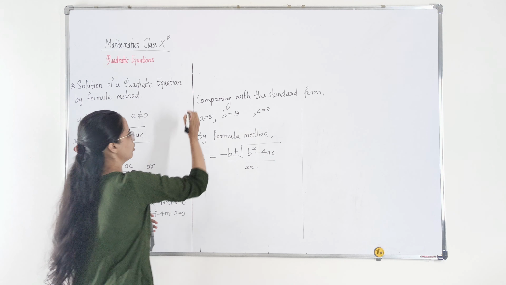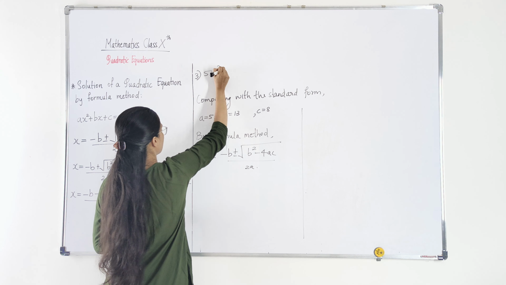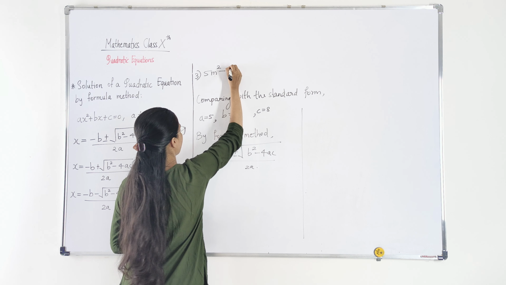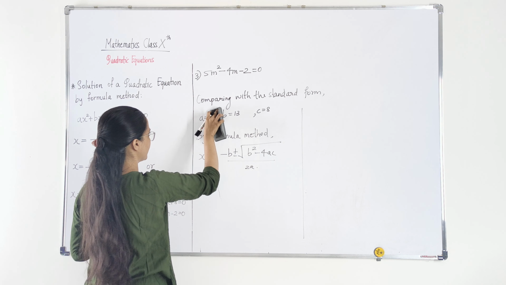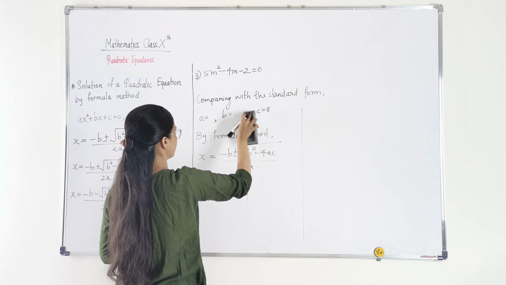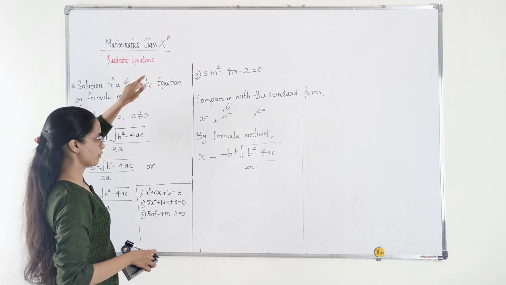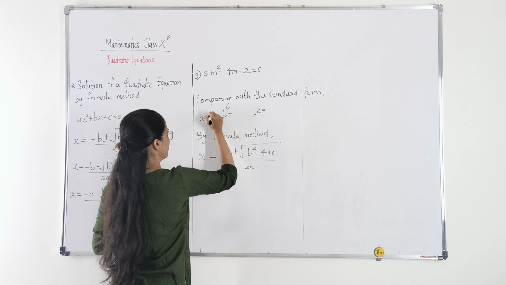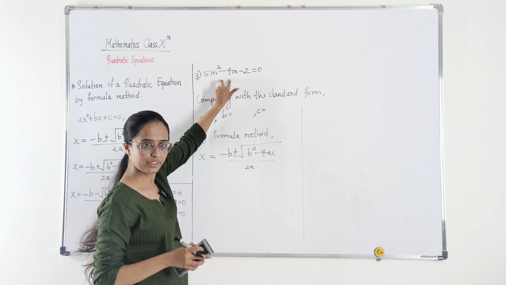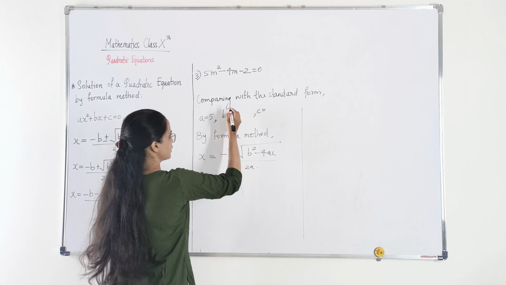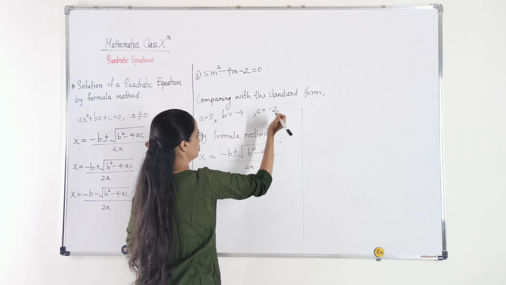Now the third question over here is 5m square minus 4m minus 2 equals to 0. Again, we are going to compare the given equation with the standard form, which in this case is ax square plus bx plus c. So here A's value is 5. Since we are comparing this with plus b, so here plus b is your minus 4. That is why your b's value would be minus 4 and similarly your c would be minus 2.